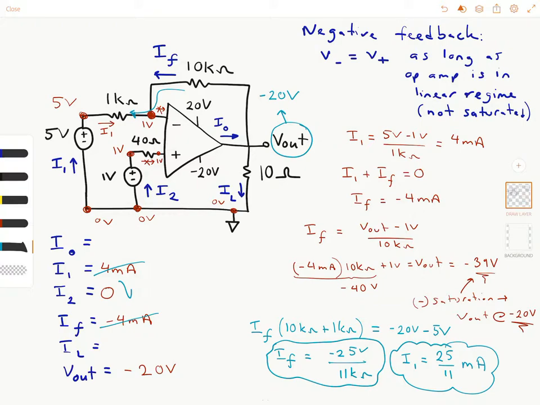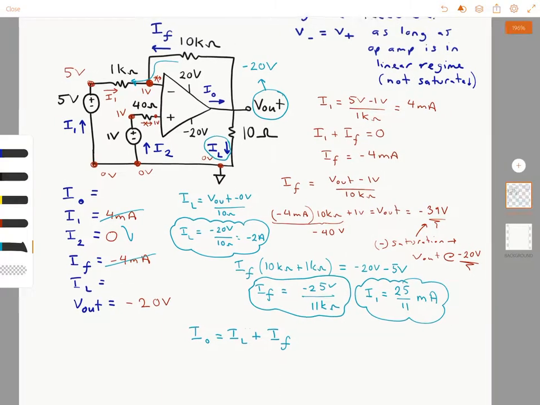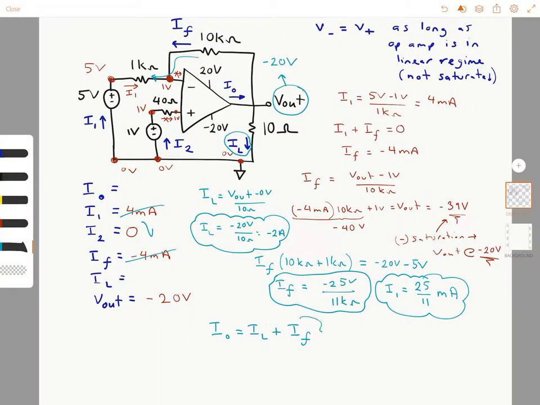If we know V out, can we calculate the load current IL? IL here equals V out minus 0 volts divided by 10 ohms. So that is equal to minus 20 volts divided by 10 ohms. That is equal to minus 2 amps. If we know IL and IF, can we calculate I naught? We can. I naught equals IL plus IF. And I think we have calculated everything in here using these values.